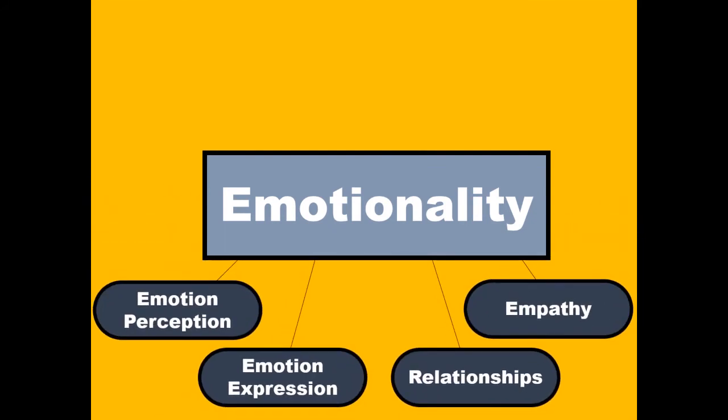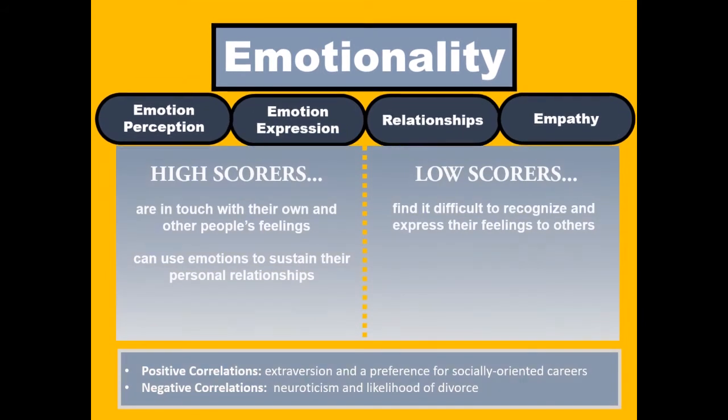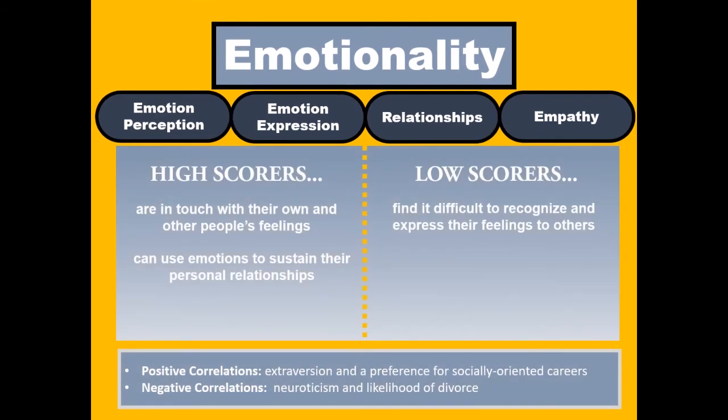This slide shows some correlates and characteristics of high and low scores on the trait EI factor of emotionality. Just like the trait emotional intelligence facets, all 4 trait EI factors can have advantages as well as disadvantages for both high and low scorers. For example, individuals with low scores on the emotionality factor are unlikely to have an unwarranted fixation on feelings and moods.